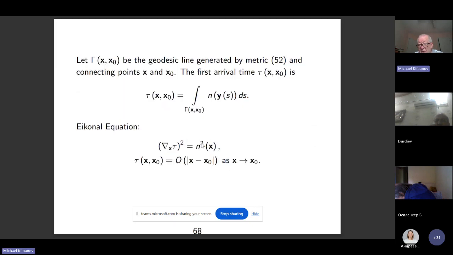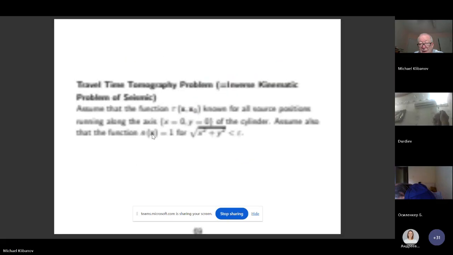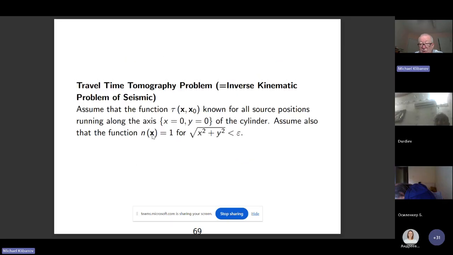So then there is a well-known A-canal equation. Again, many people worked on this, but only uniqueness theorems and only in the overdetermined case. So the travel time tomography problem, or inverse kinematic problem in seismic, is in Russian, is that if we know function x is 0, that's a problem we consider.